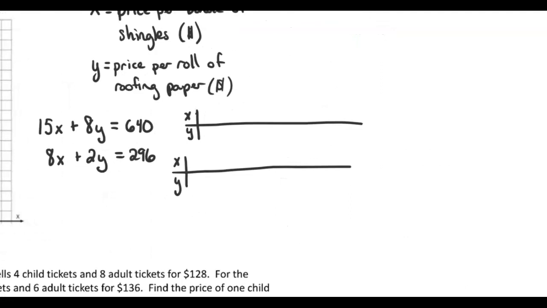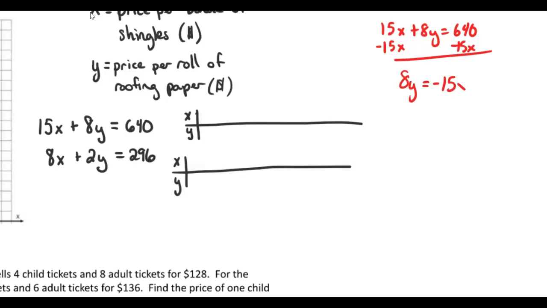You can use the side of your paper, but what I'm going to do is take this equation, 15x plus 8y equals 640, and rearrange it so y is by itself. That'll make it easier to find points. First I subtract the 15x. So now I have 8y equals negative 15x plus 640, and then I divide by 8. I get y equals negative 15 over 8 x plus 640 divided by 8, which is 80.